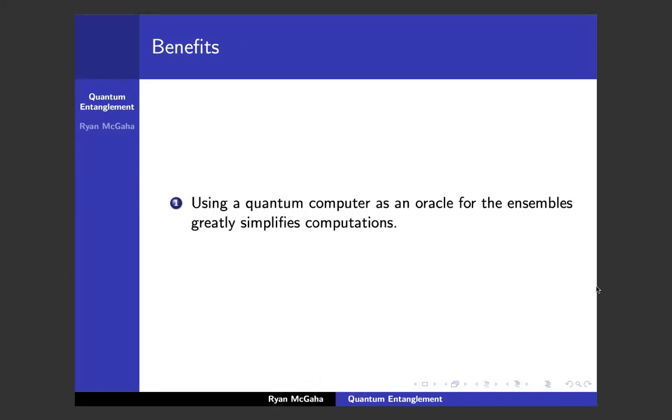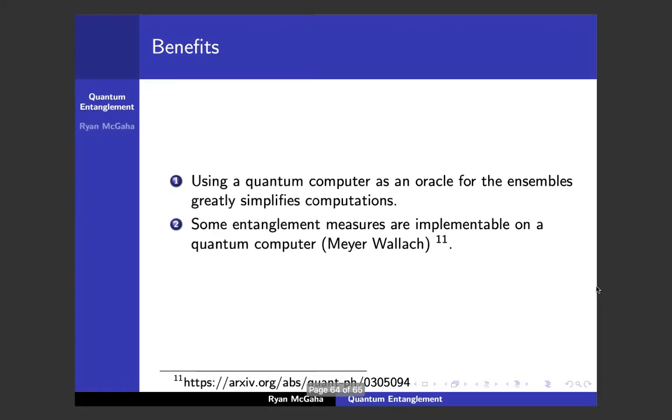But what about the benefits? We can use that quantum computer as an oracle for the ensembles, and that greatly simplifies the computations. If you look at the algorithms and the papers that I linked for the classical algorithms, they're actually really complicated. There's a lot you have to do to figure out the function in terms of Q. Another benefit is that you can actually implement some of the entanglement measures on a quantum computer.